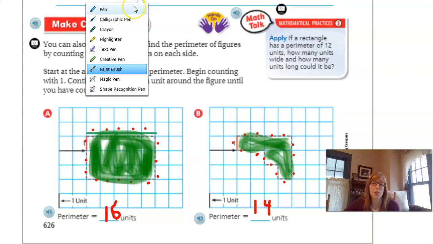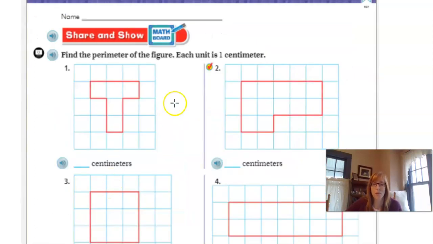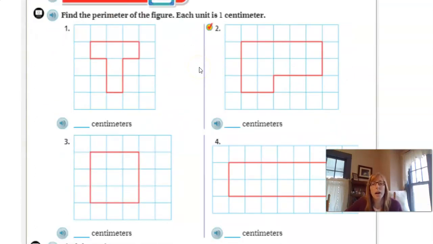All right, so you're going from the outside edge and you are counting the units that it takes to go around the exterior part of your yard. It's the distance around something. Okay, I hope you're grasping that. Perimeter is the distance around. All right, so we're gonna move on to the share and show. So we're gonna pause the video and you'll be able to watch your share and show in just 1 second.